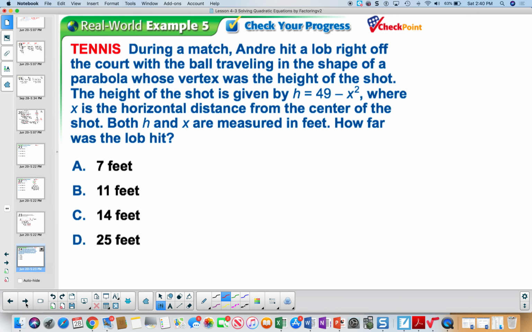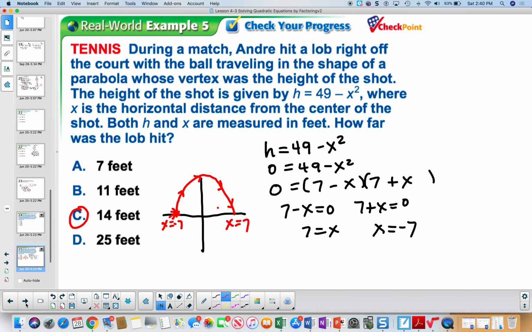Last problem, pause, and here's the answer.